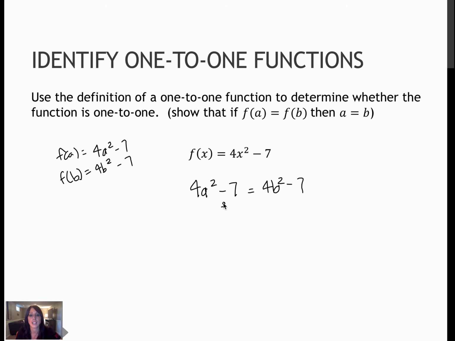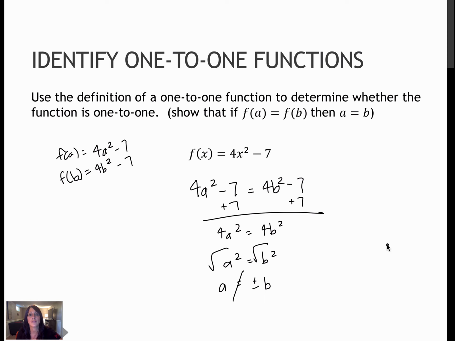I'm going to add 7 to each side, which gives me 4a squared equals 4b squared. I'm going to divide each side by 4, which gives me a squared equals b squared. And then I'm going to take the square root of each side, and that gives me a equals plus or minus b. So I did not end up with a equals b exactly, and therefore this is not one-to-one. We should already know that because this is obviously a quadratic, and if we graph a quadratic, the general shape is a parabola, so it would make sense that it would not be one-to-one.